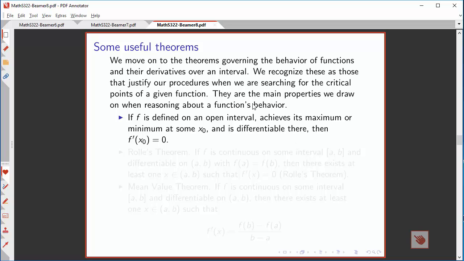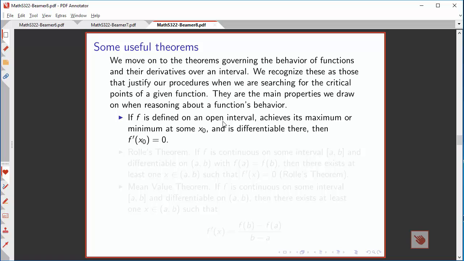Now let's look at some theorems about the behavior of functions as related to the derivative of that function. These are very useful when solving, for example, maximum and minimum problems. The key theorem for maximum and minimum is the following, and this has to be stated very carefully.